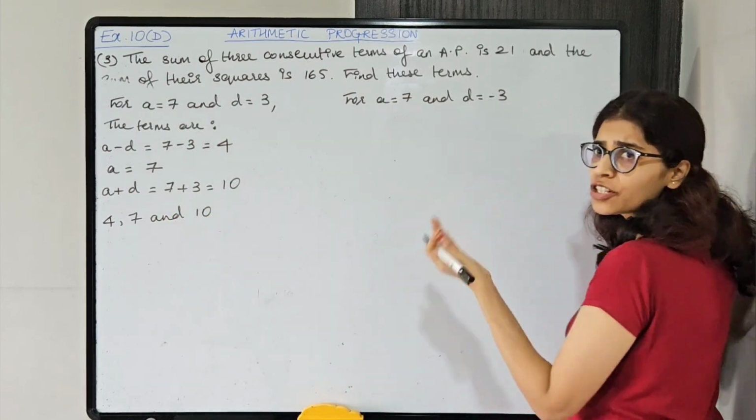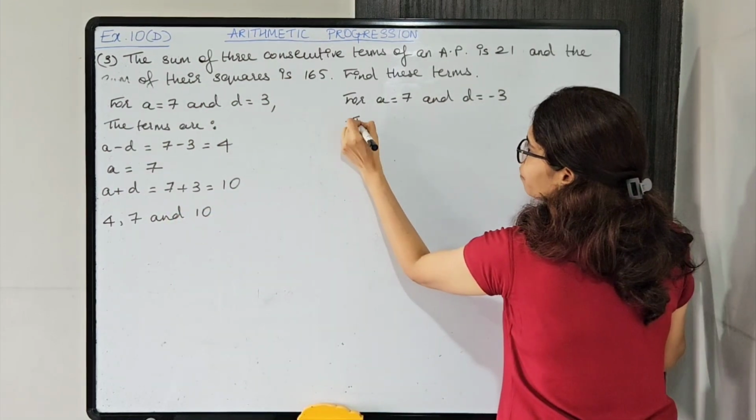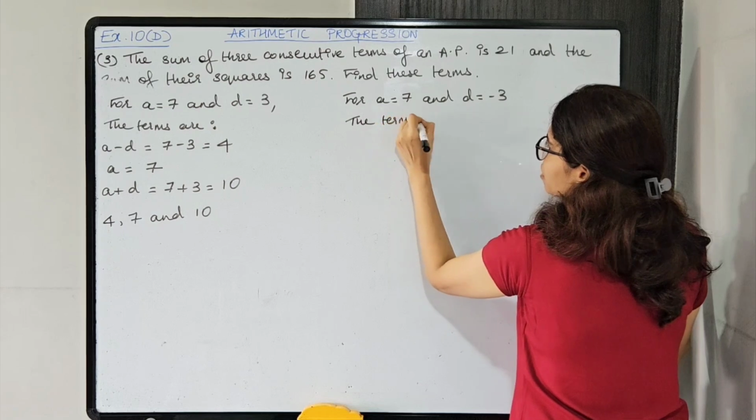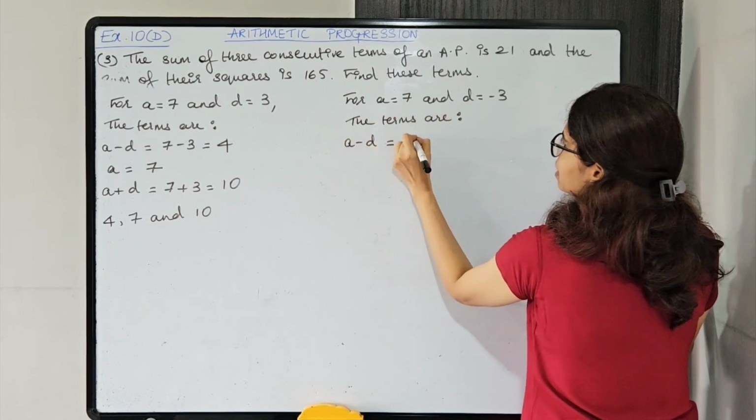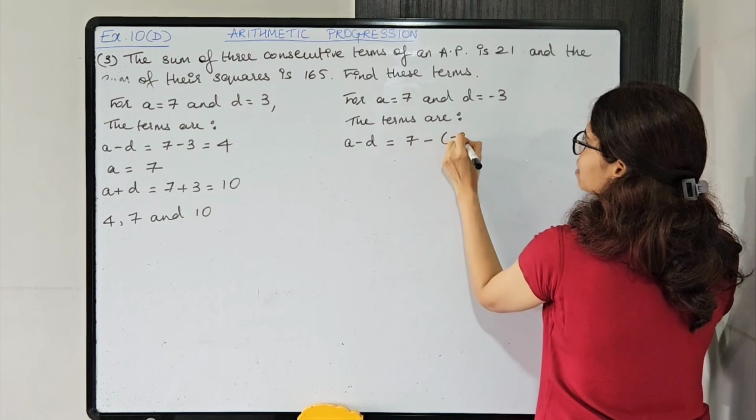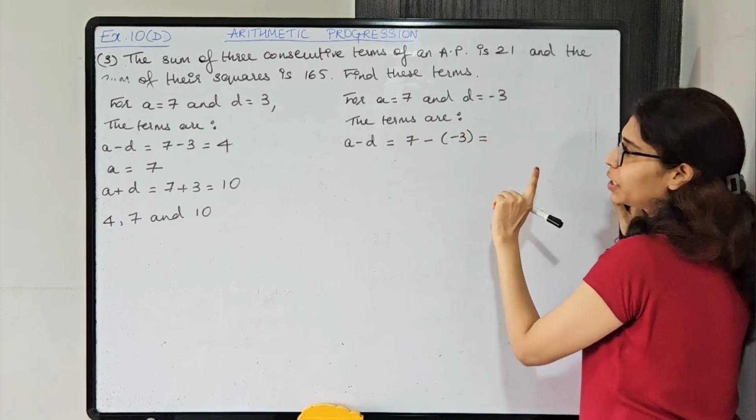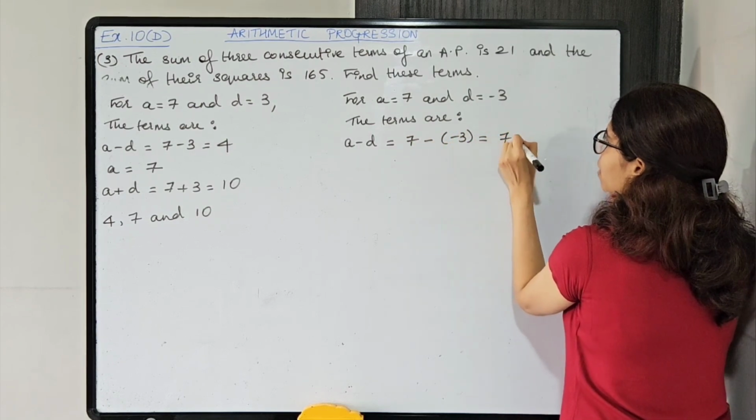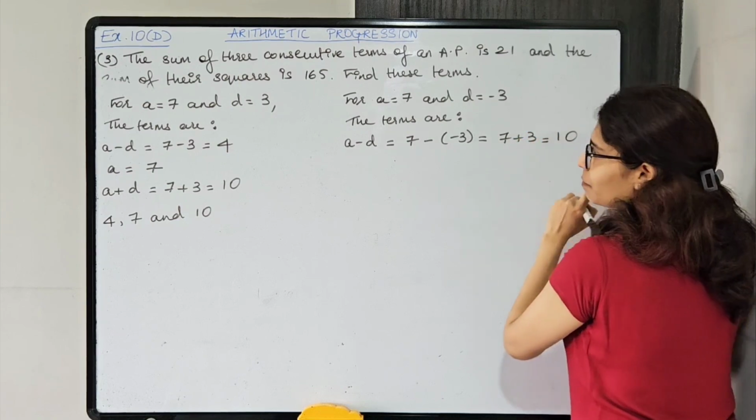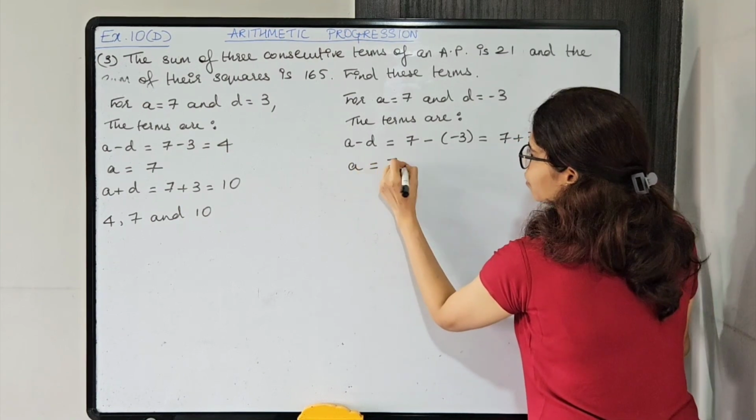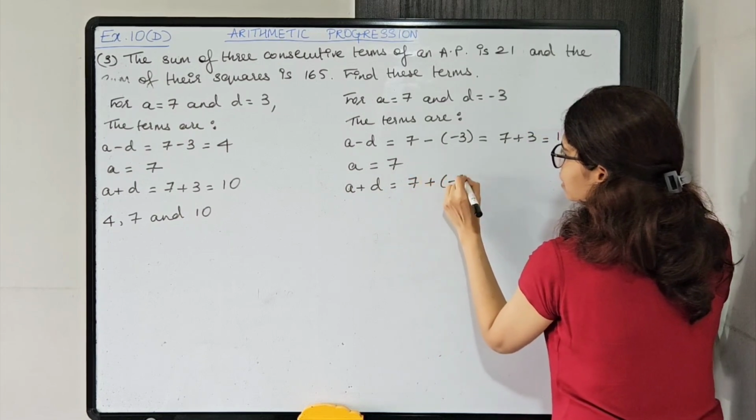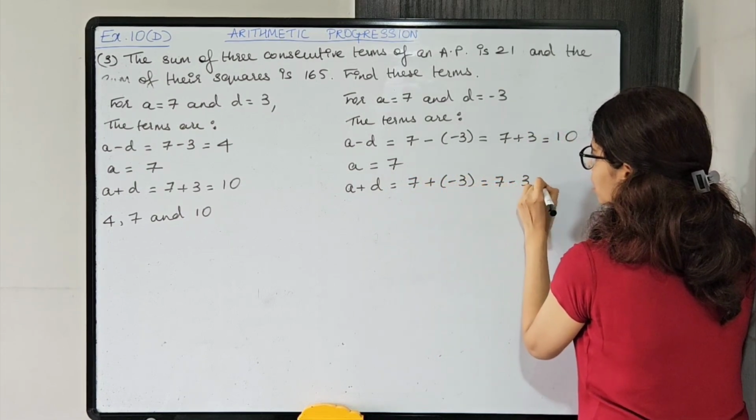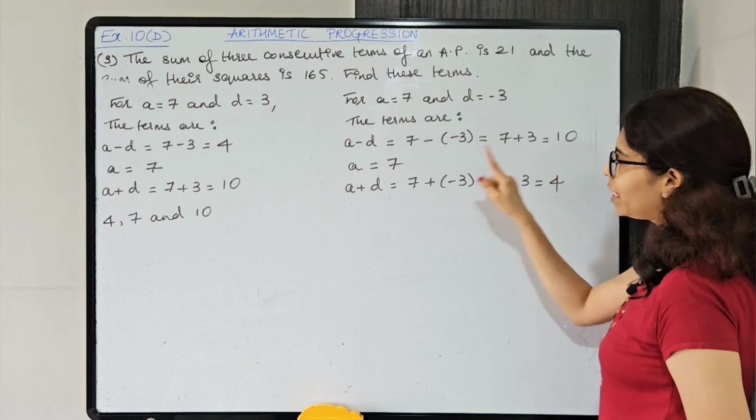Over here it will reverse. So the terms are A minus D, that is 7 minus minus 3. Be very careful over here. So 7 plus 3 will be 10. A is 7, and A plus D will be 7 plus minus 3, which is 7 minus 3, 4. So 10, 7 and 4.